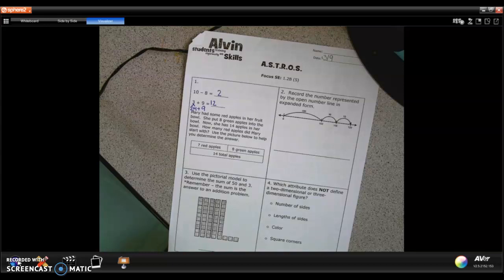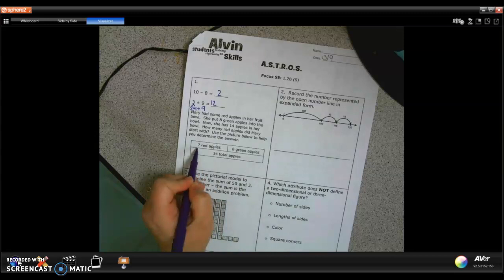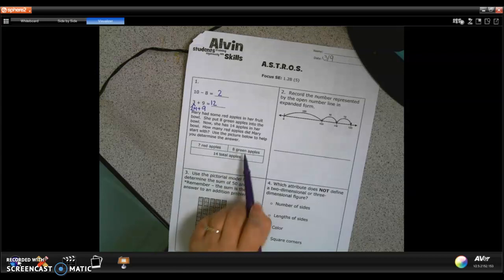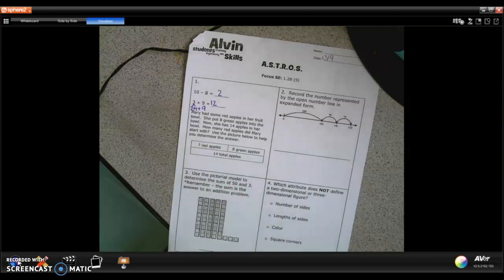Okay, so I know she put some red apples in her bowl, but we don't know how many. That's represented by our question mark. We know she's going to put 8 green apples into her bowl. That's going to be our other part, and we're looking for, she has 14 total apples. So we want to know how many red apples.